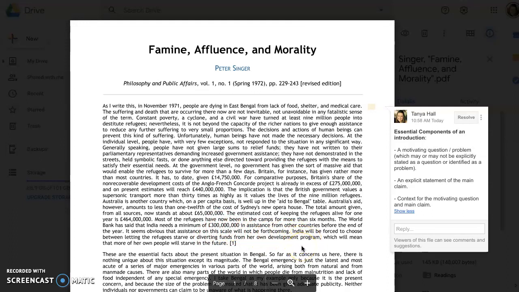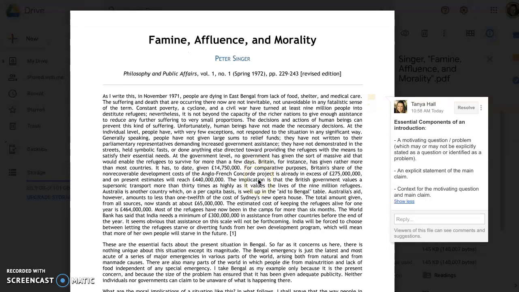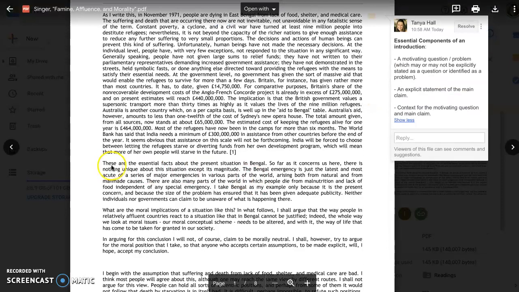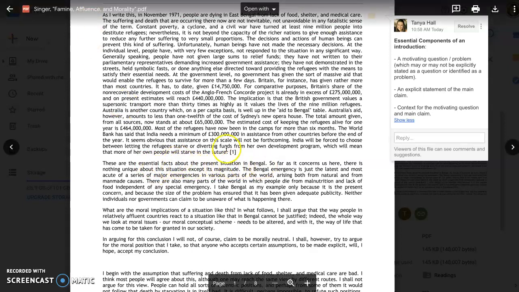So recap. Another thing you can do when you are reading critically through a paper is recap after each paragraph and ask yourself, what was the point of this paragraph? This paragraph introduces a problem and some facts about that problem. We could do something and we're not. Next paragraph: "These are the essential facts about the present situation in Bengal." So these are some facts.